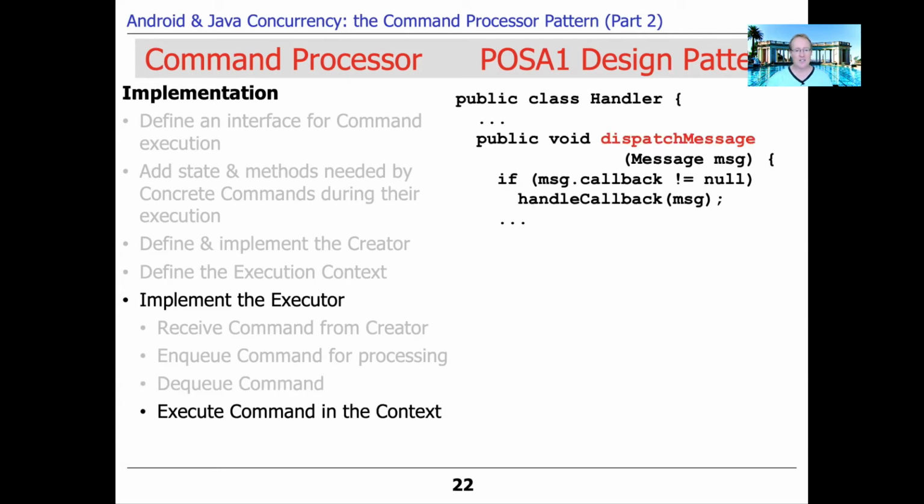And what that does is that ends up executing the command in the appropriate context, which in this case is the user interface thread. And so you can see here that dispatch message takes a message. It checks to see whether or not the callback is null. If it's got a null callback, that means it's not a runnable. It's not encapsulating a runnable.